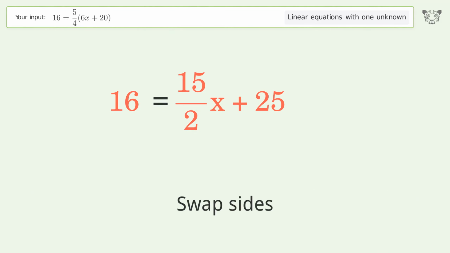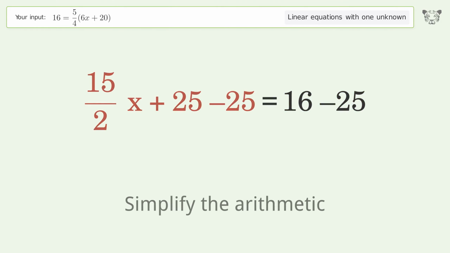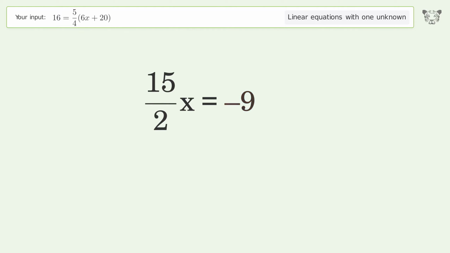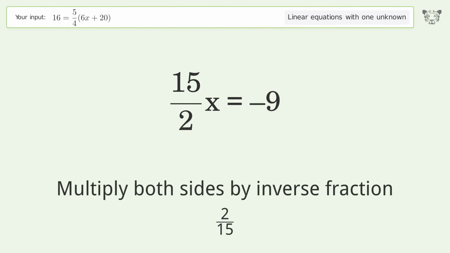Subtract 25 from both sides. Simplify the arithmetic. Isolate the x. Multiply both sides by inverse fraction 2/15.